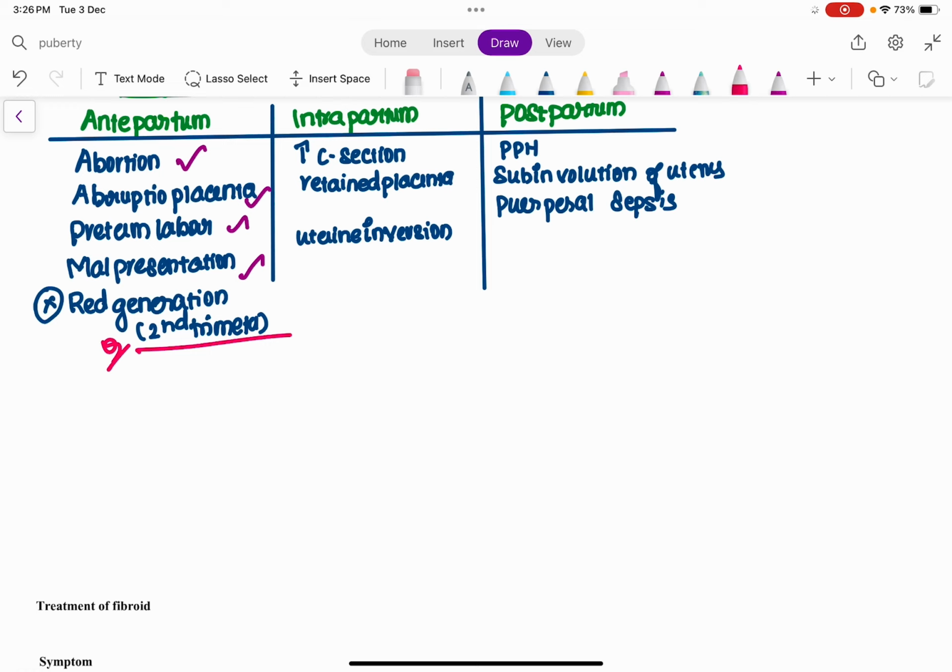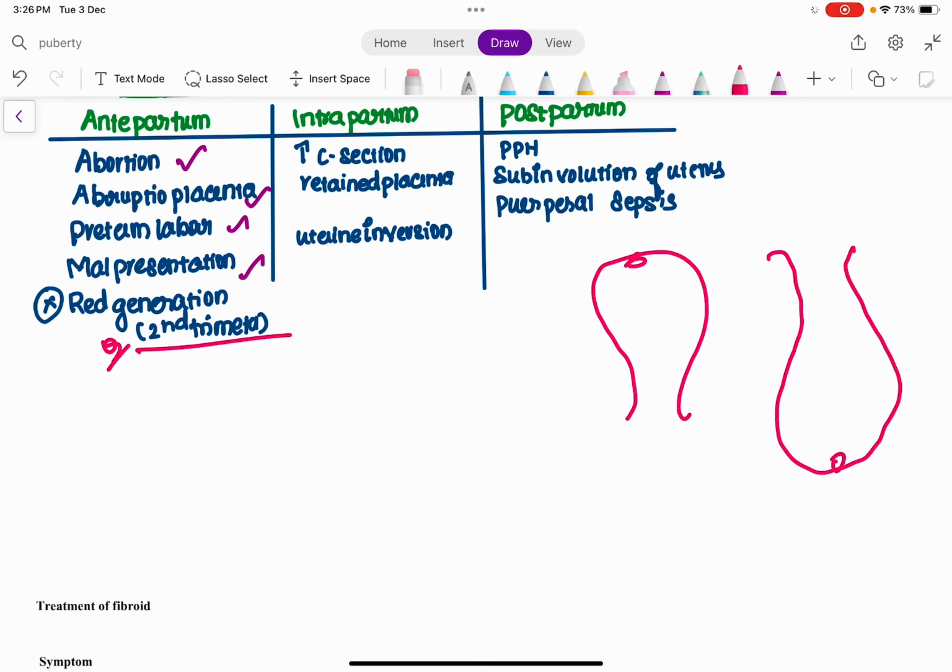So there may be retained placenta because of the fibroid which is present in the uterine cavity, and there could be uterine inversion. What is uterine inversion? Uterine inversion is where the fundus of the uterus is going to come out pervaginally. So as you can see here, let's say this is the fundus of the uterus. So this inversion is where the fundus part is going to come out pervaginally.